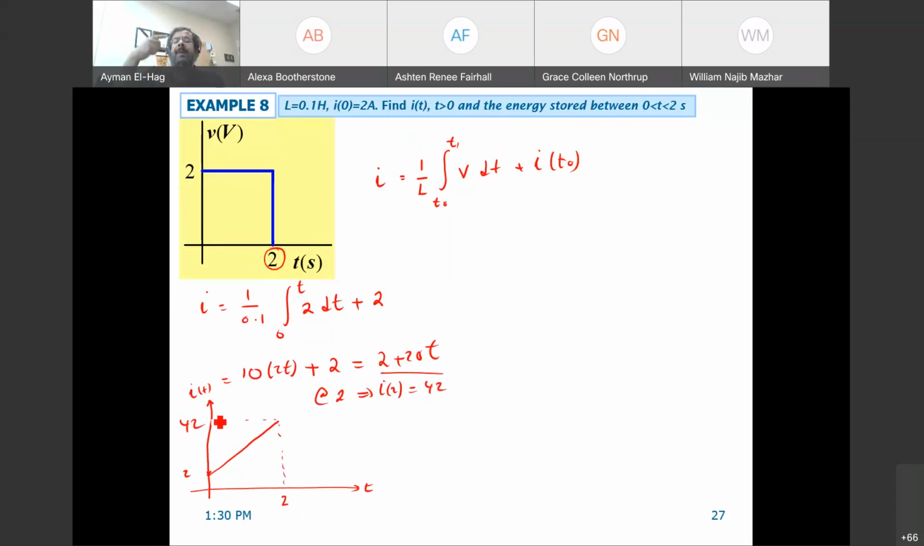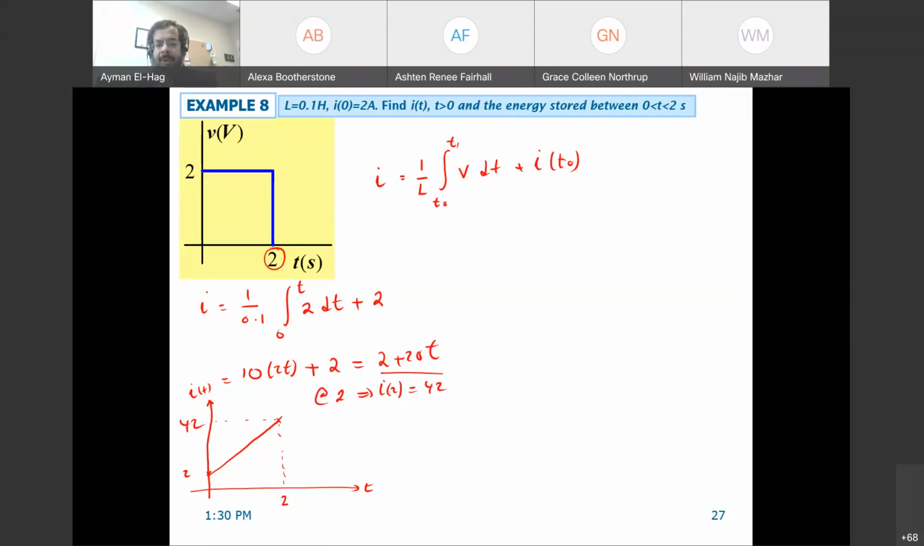Now, what will happen after that? After that, there is no voltage. The voltage is equal to 0. So what will happen to this current? What do you think, guys? What do you think will happen to the current? What is the value of the current? Okay, some say 0, some say 42. Actually, it is 42.